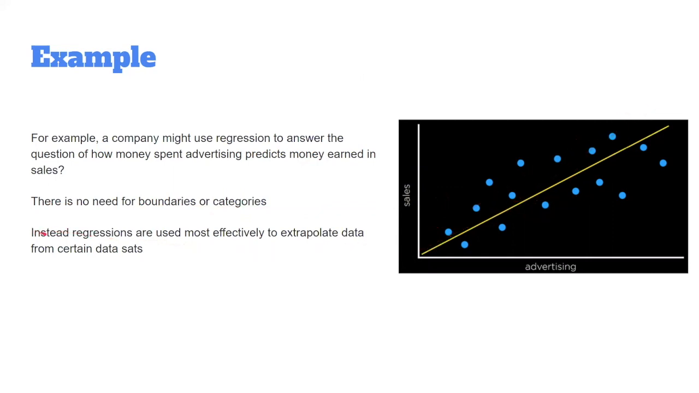Regressions are used most effectively to extrapolate data from certain data sets. What this means is instead of splitting classes, what we're trying to do is follow a trend. Right now on this graph, we see the set points, but if the company wants to know what happens if they put some advertising beyond where this line is going, and they want sales above where this axis is going, they can just extend the axes and look at where the line is going to follow in order to extrapolate and predict their future data points. And the same goes for a computer. If it's trying to predict any future data points, it would use a technique such as regression.